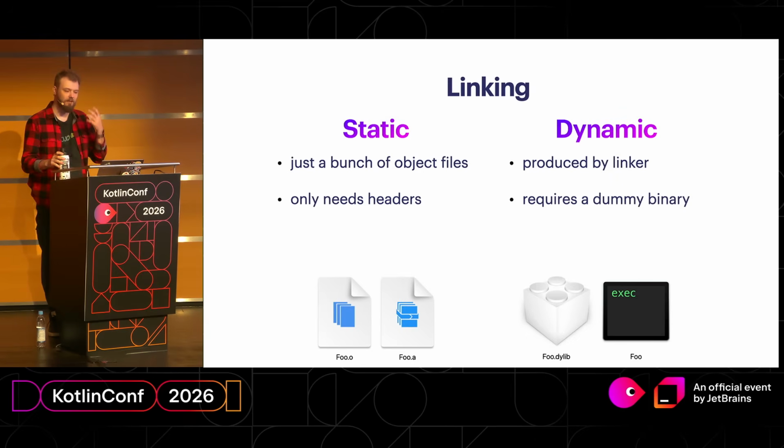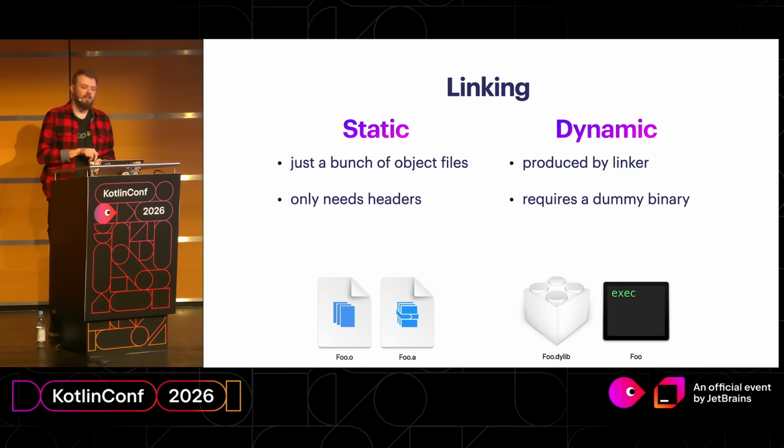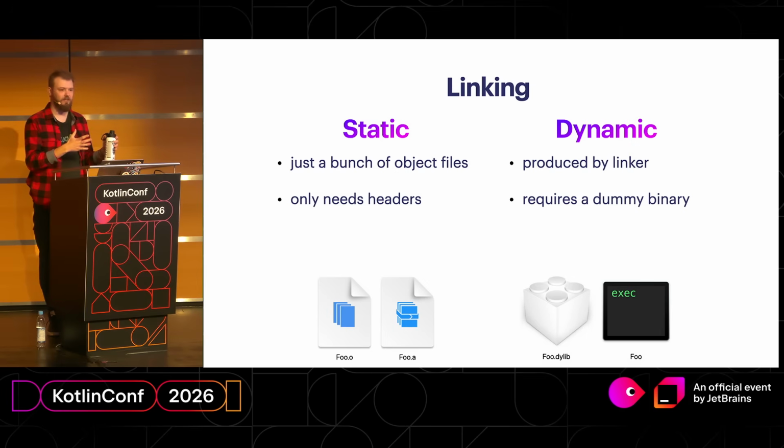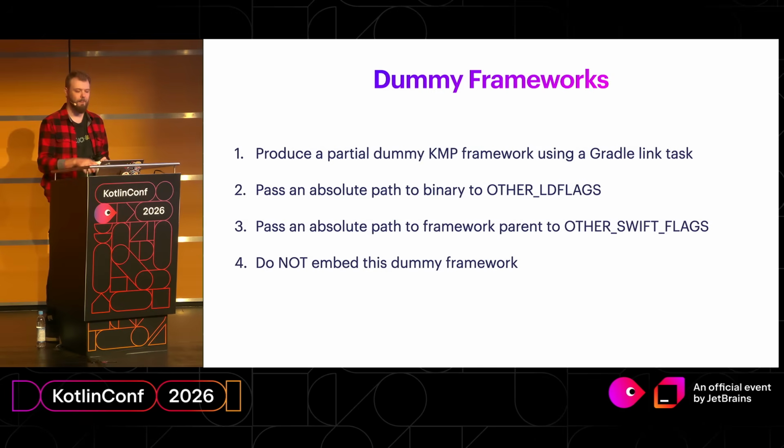And then it comes to the linking. If it's static linking, we don't care. That's just the object files. We bundle them into something we call a static library, and we're done. If it's dynamic, it does require the dummy binary. But our dummy binary has all the symbols that we need to use.